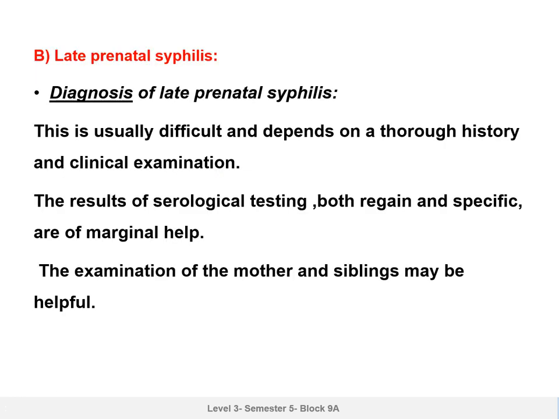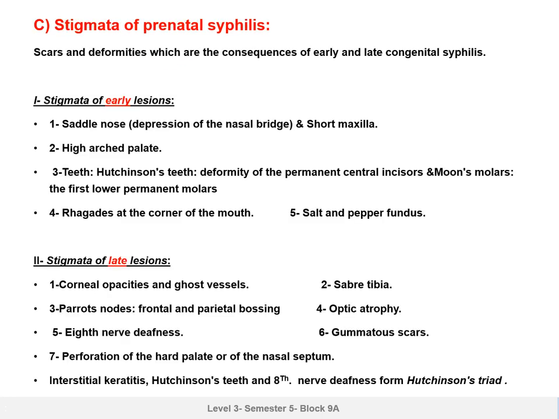Diagnosis of late perinatal syphilis is difficult and depends on thorough history, clinical examination, and results of serological tests, where both reagin and specific tests are of marginal help. Stigmata of perinatal syphilis are scars and deformities which occur as a sequel of early and late congenital syphilis. Stigmata of early lesions: saddle nose, high arched palate, Hutchinson teeth, mulberry molars, rhagades, salt and pepper fundus.